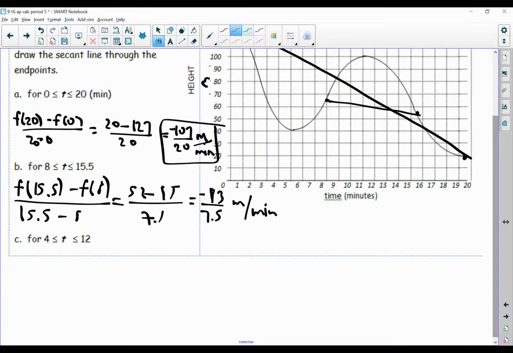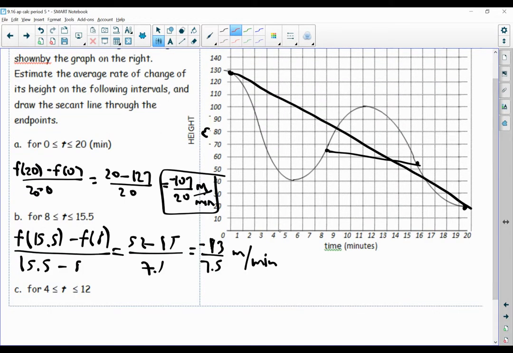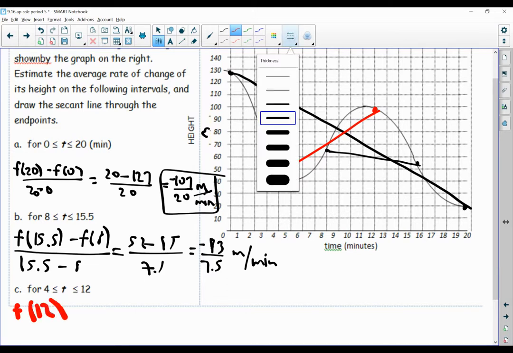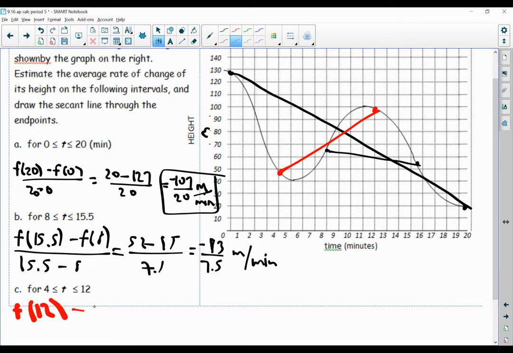The fourth one, I'll do that one in red just to switch up the color. So we got at x equals 4, here's my point. At 12, here's my point. The secant line would be right here. So if I want that average rate of change, I'm just going to do f of 12. Ooh, why is that so thick? Let's go ahead and make that better. Minus f of 4. There we go. Over 12 minus 4. Let's see. f of 12 is about, let's say, 98. f of 4 is like 48.